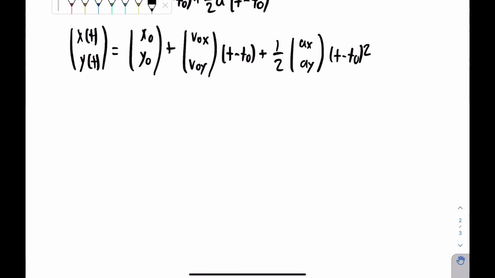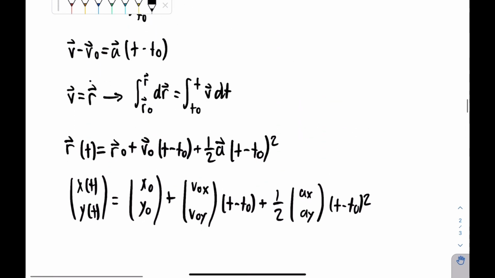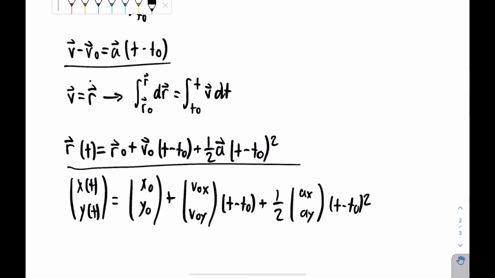Thus, we get the equations of motion for constant acceleration. Here we have it for velocity, and here we have it for position. Here we have it in both components. So that would be a big definition for all of them.